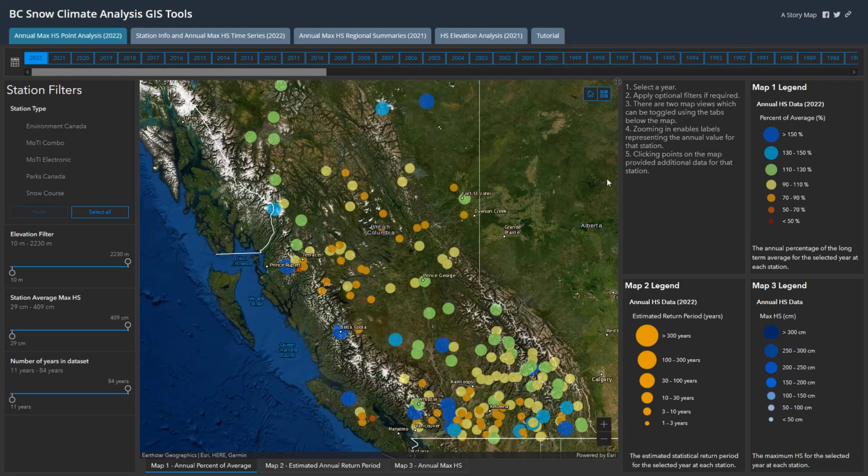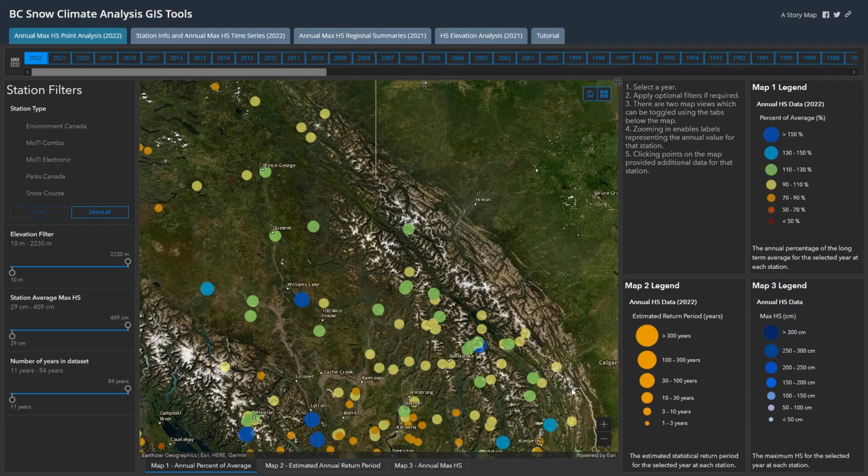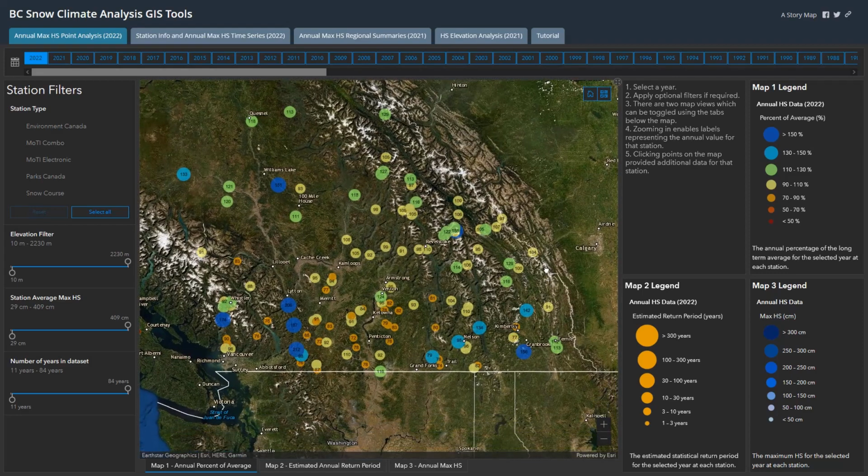So right at a glance, we can see a distribution of some of the areas that were below average, a few areas standing out that were above average. But we want to dig down a little deeper. As we zoom in, we see the labels appear that show the actual percentage for that station. So right around Revelstoke, we're seeing 98 to 110, some average values. Through the Okanagan, there's a bunch of values in the 70s and 80s.